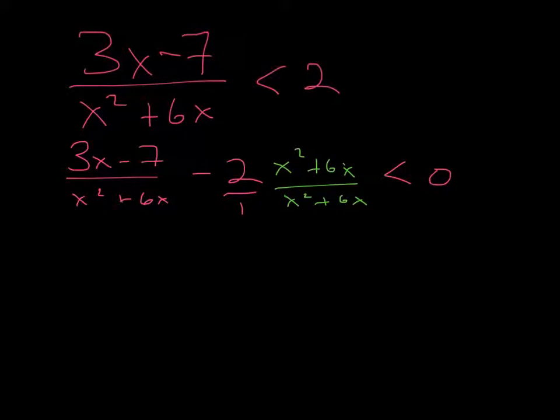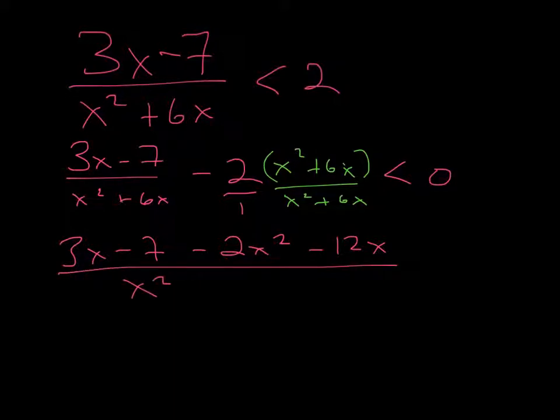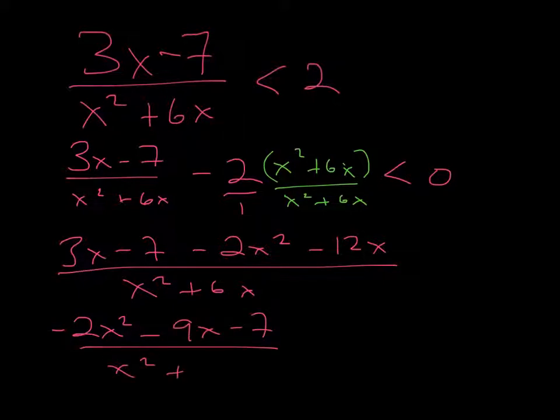Okay, and I need to FOIL that out. Don't forget to FOIL. So we're going to get 3x minus 7 minus 2x squared minus 12x. That's all on the top. Do you see how I did that? I just distributed that negative 2 to both of those. And my single common denominator is x squared plus 6x. So I can combine like terms: negative 2x squared minus 9x minus 7, all over x squared plus 6x.